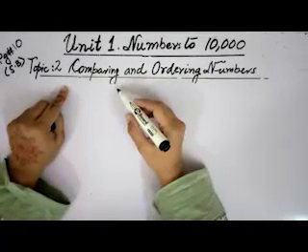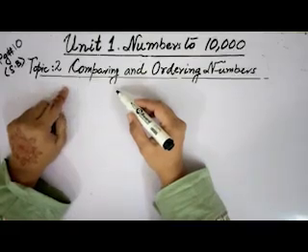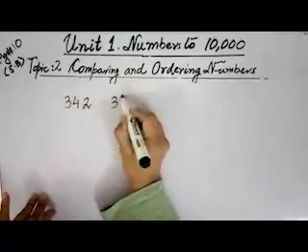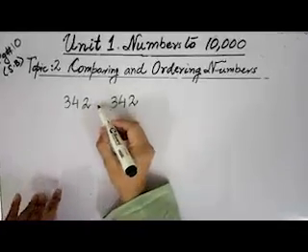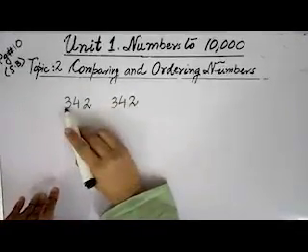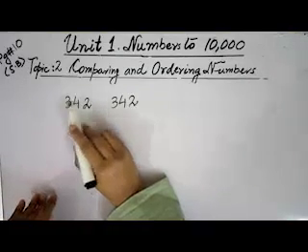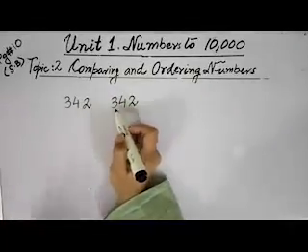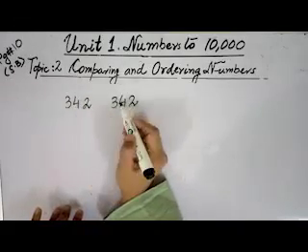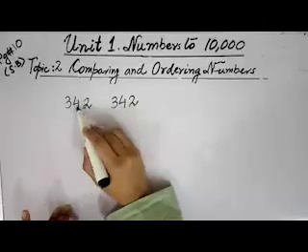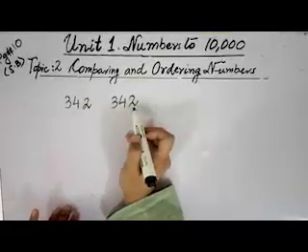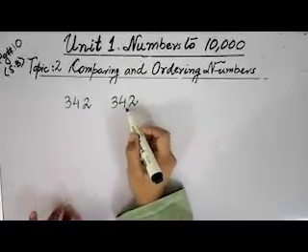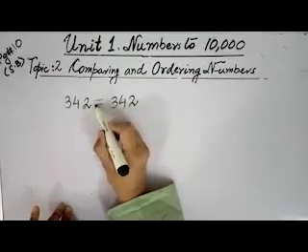But what about the numbers which are same? When two numbers are the same, we say that the numbers are equal to each other. Say for example, 342 and 342. What will you say? Which sign will come in between them? First we will see the highest place value: ones, tens, hundreds. On hundreds place, both the numbers are same. Now the second highest place value, which is tens. On both places, both the numbers are same. Now on ones place, both the numbers are same. So if all the digits of the first number are same as all the digits in the second number, we will put an equal sign in between them.